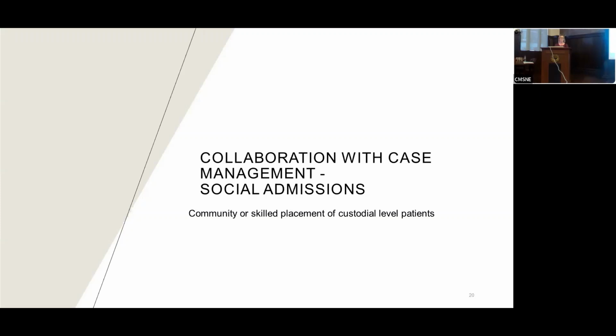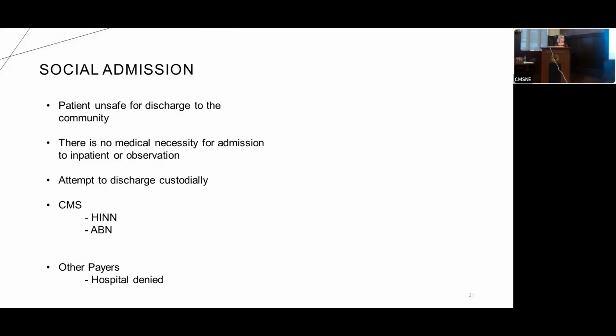So we're going to talk about HINs now. Social admissions. These are patients who are not safe for the community. They can't go home. They can't take care of themselves, but there's no medical necessity for them to actually be in the hospital. I always tell people we should try to discharge them custodially.